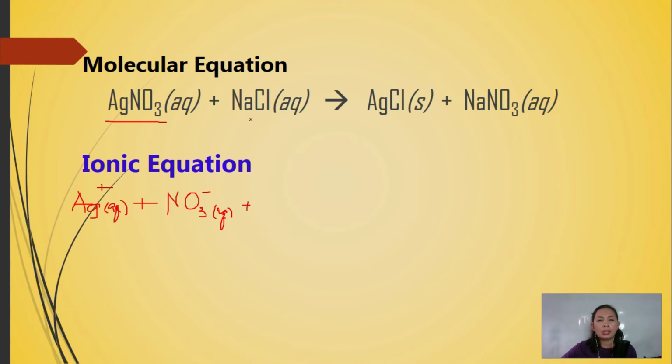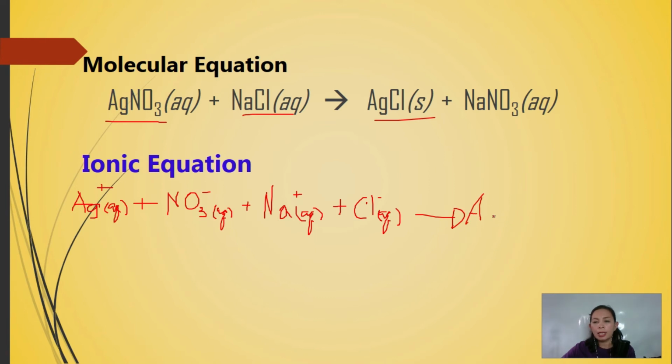Then sodium chloride is again soluble, so we ionize sodium chloride. Na positive, AQ. Then chlorine also ionizes in water, so we have AQ. So we only have 1 ion each. And then we simply write the formula silver chloride since it is insoluble in water. So you just have silver chloride.